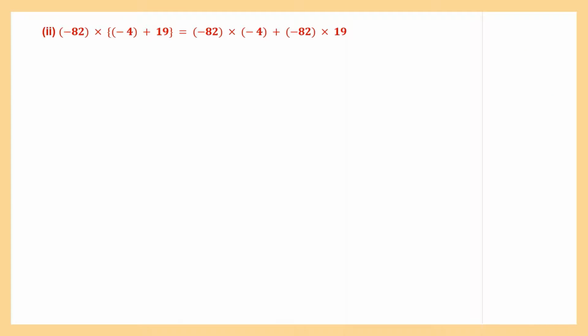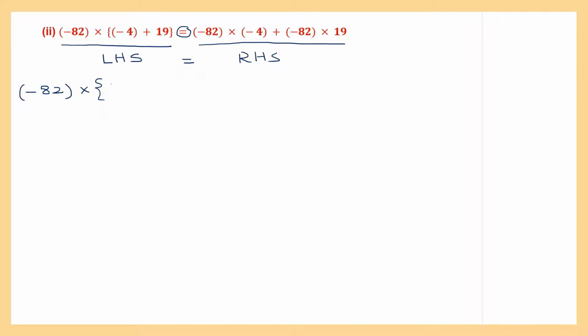Question 2. So here also you can see a left hand side, that is something that is to the left of the equal to sign, and whatever is to the right of the equal to sign is the right hand side. So let's consider this as left hand side and here right hand side, and we have to verify that these two answers are the same. So let's begin by copying the first side, that is the left hand side, the question. Minus 82 into, then we have curly bracket, minus 4, close the bracket, plus 19, close the curly bracket.